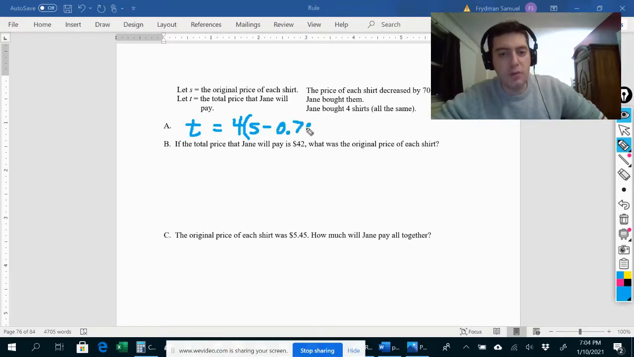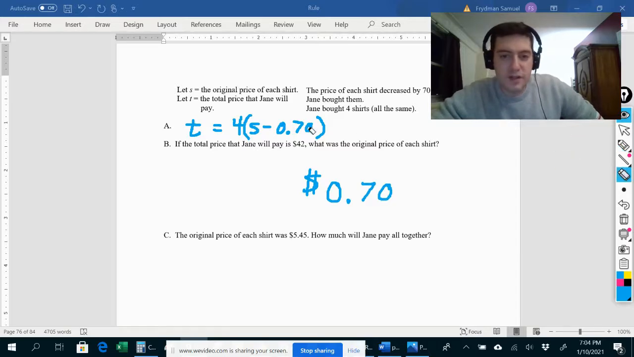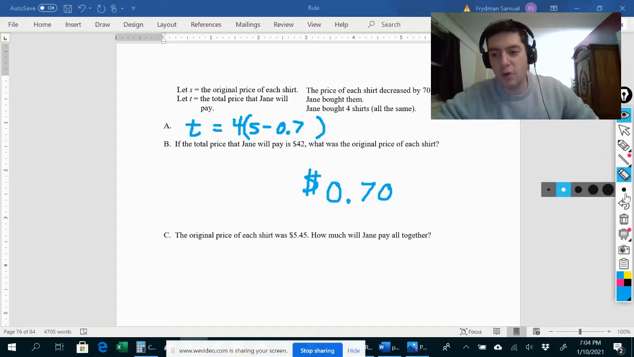0.70, right? When you go to a store, if you see something that's 70 cents, the price would be written like this, right? And that means $0.7 really. And we don't even need this final 0 here, because 0.7 is the same as 0.70. Okay, so this is our equation.